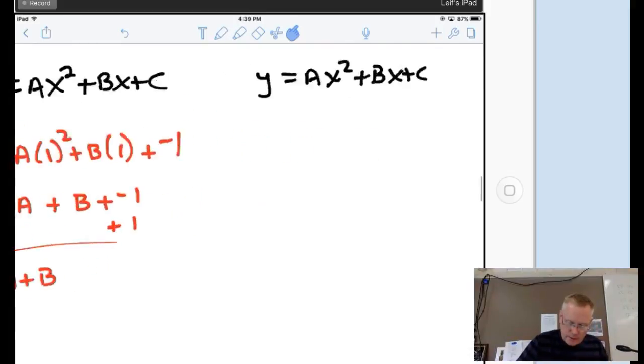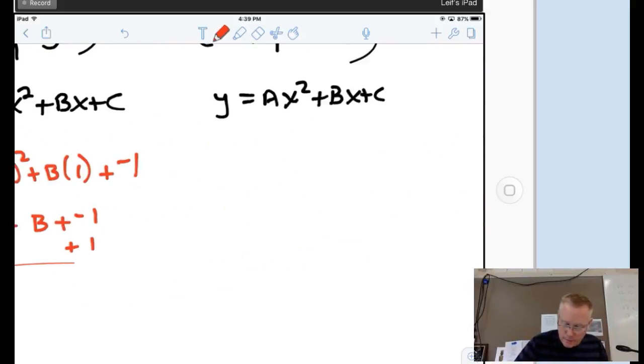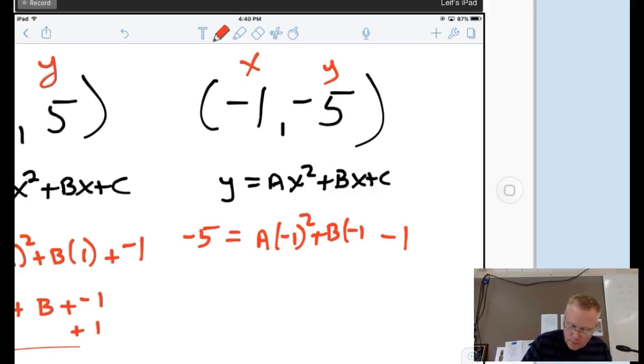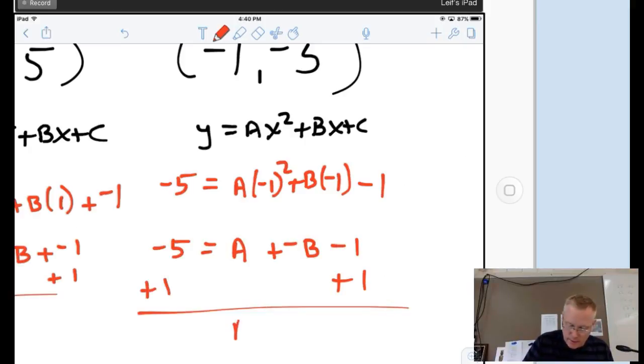All right, now I'm not done yet. I need to go over here. I still know c is -1, so let me plug that one in for c. Now I'm going to use this point up here because x is -1 and y is -5. So I got a times -1 squared plus b times -1. A lot of -1s there. All right, -1 squared is +1, which gives me a. B times -1 is -b, minus 1 equals -5. Now I'm going to add 1 to both sides, and I got a minus b equals -4.